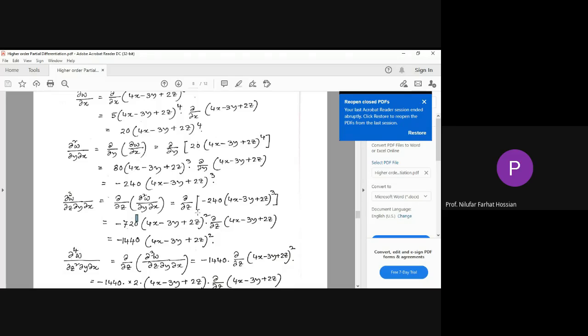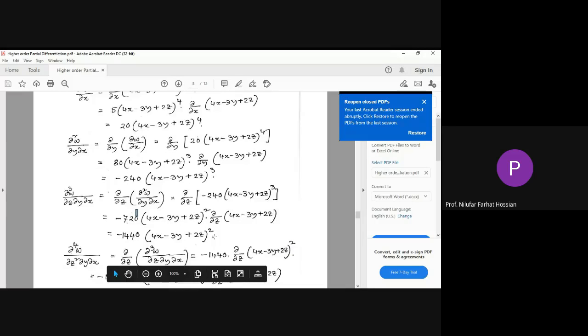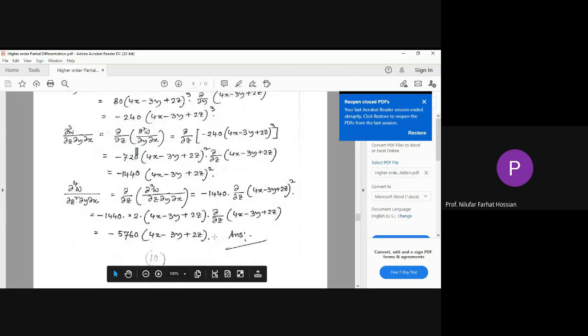So this again should be multiplied by del del Z of this inner part. So in this case, x term is a constant, y term is a constant, only 2z. So after differentiation with respect to z, it will give you just 2. So minus 720 into 2 will be this, into this power 2. Okay, it was third order derivative.